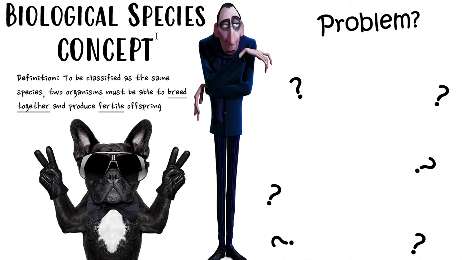So what's the problem with this definition? You need to know the problem with this definition. Let me show you some. First one is this: what about asexually reproducing organisms? Because we just said, to be classified as the same species, these two organisms that reproduce, their kid must be able to have a kid.